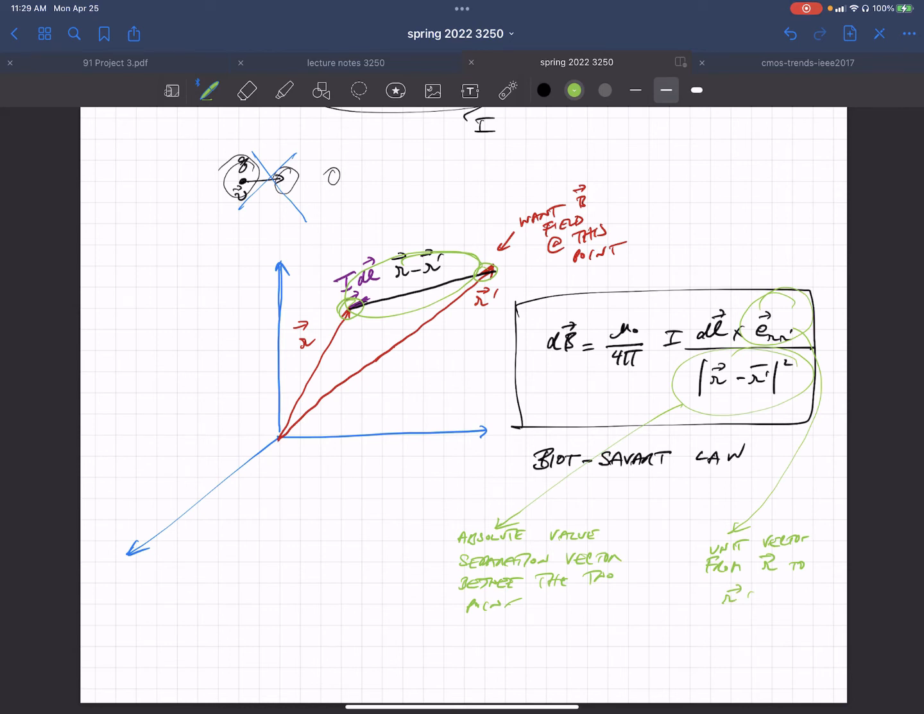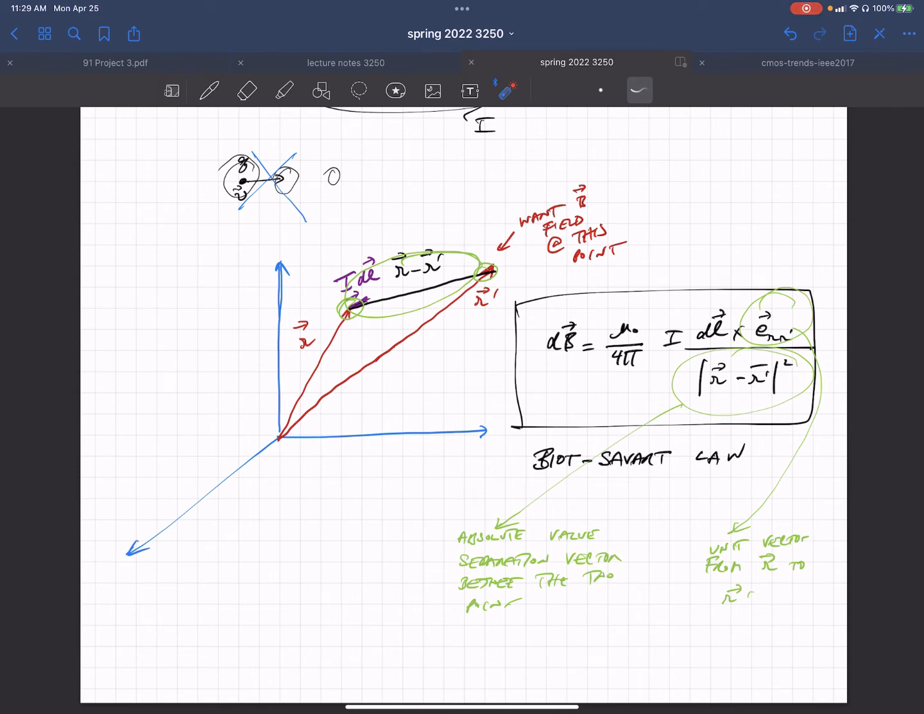Okay, so that's the Biot-Savart law that describes how this magnetic field is created. And we're going to do some examples here of an entire loop, and then looking at magnetic fields at different points. Very analogous to what we were doing with, say, Coulomb's law. Okay, but we're doing it for magnetic fields now.